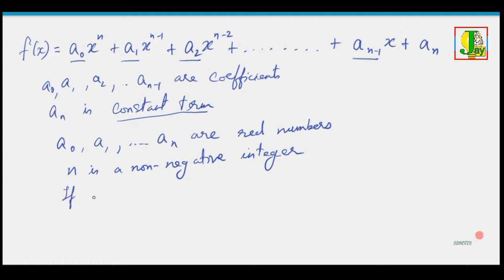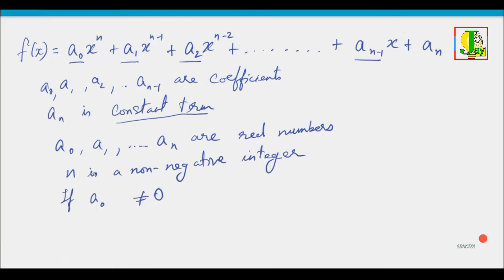If this first term, if a0 is not equal to 0, then the degree of the polynomial is n.